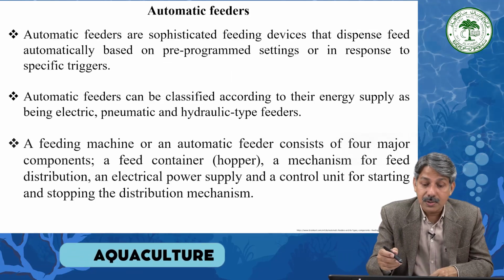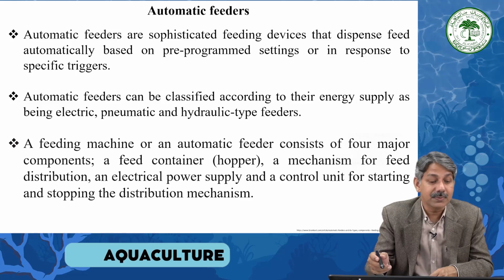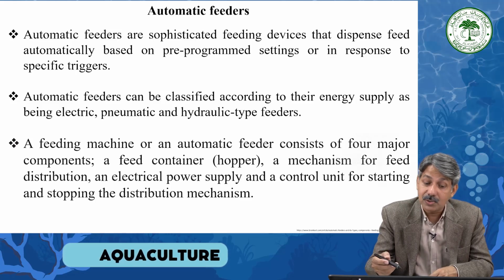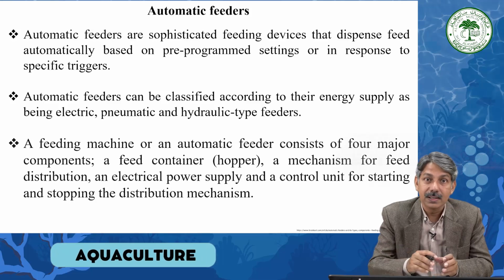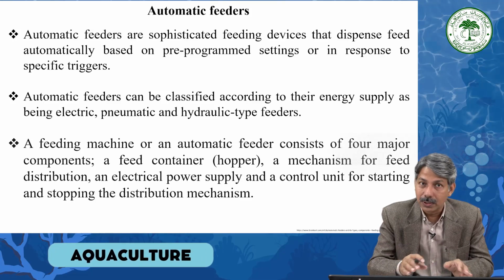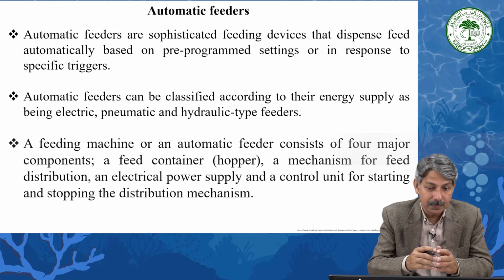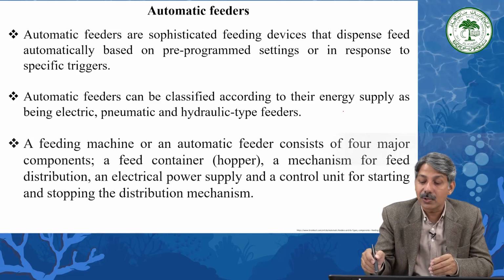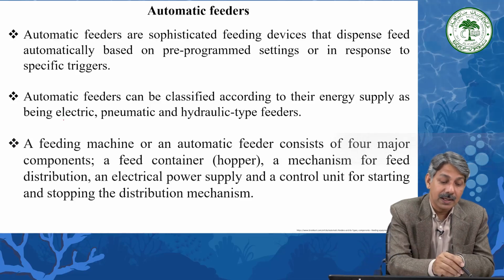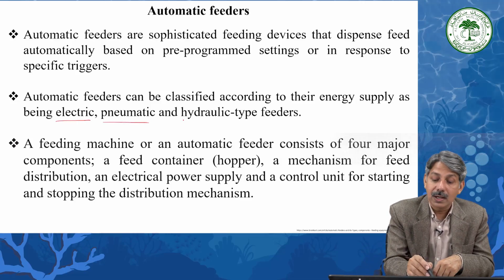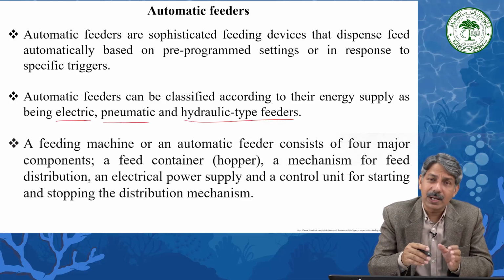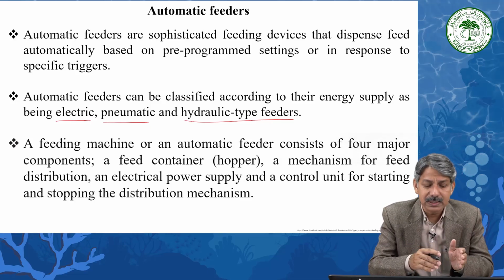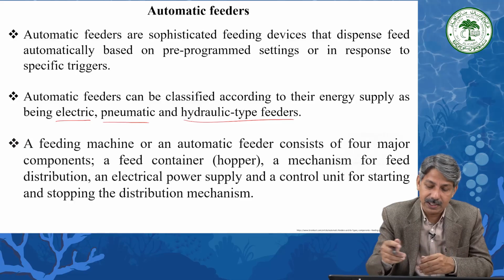Automatic feeders are sophisticated feeding devices that dispense feed automatically based on pre-programmed settings or in response to specific triggers. That is your choice, what you want to program the feeders, how you want to program the feeders. Automatic feeders can be classified according to their energy supply as being electric, pneumatic, and hydraulic type. So, depending on what type of energy supply you are going to use, they are named as electric, pneumatic and hydraulic type.